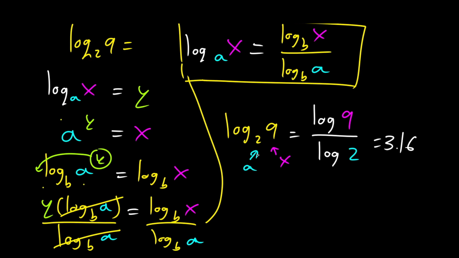Now this is way easier to evaluate than that. Well, there's no way to even put this into your calculator. This you can put into your calculator. You can also do the same with the natural log if you want to use the natural log instead of using log base 10. In that case, all you have to do is just do natural log of 9 over the natural log of 2, and you will still get 3.16, which is pretty cool if you ask me.